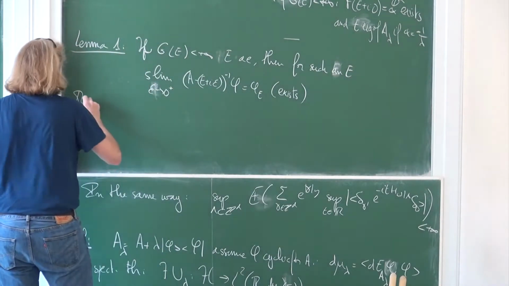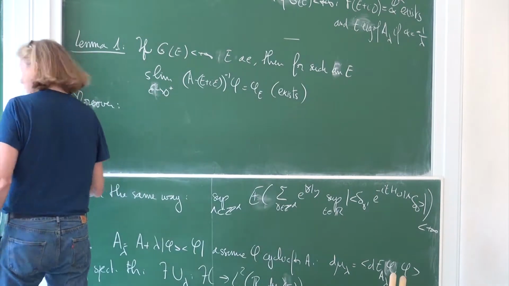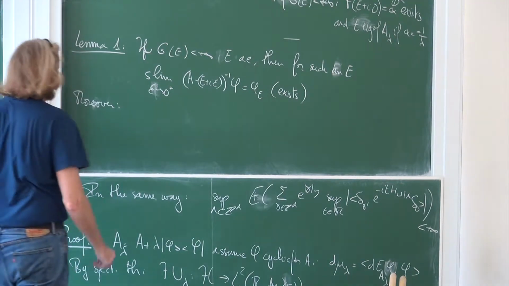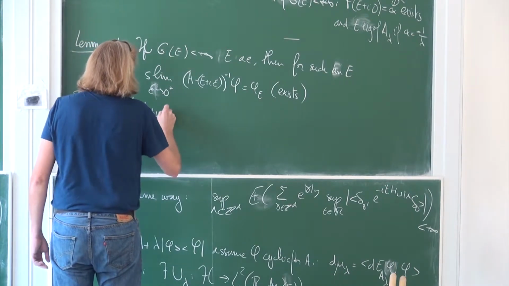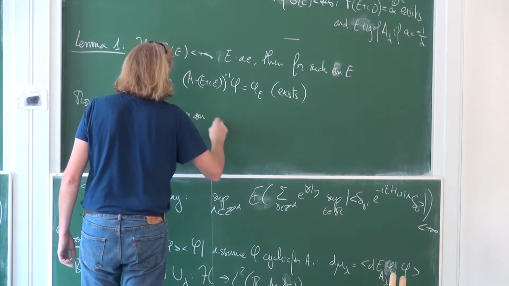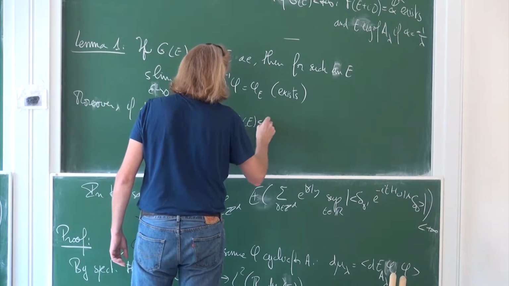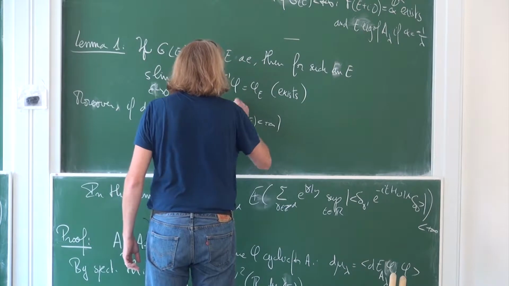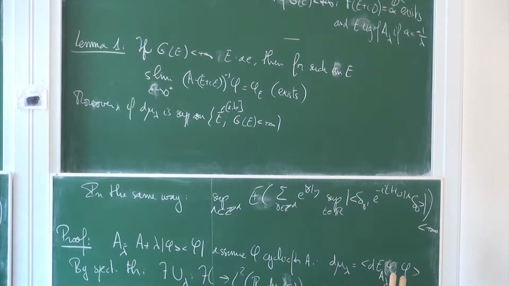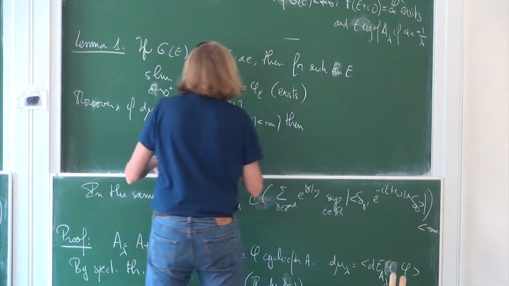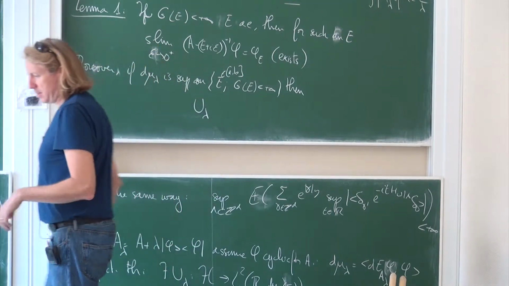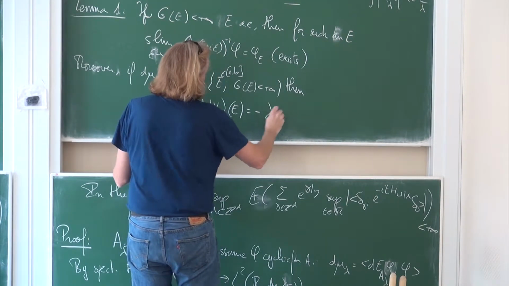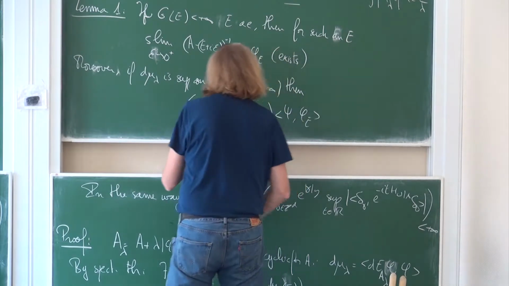Moreover, if d mu lambda is supported on the set of E such that G of E is finite, let's say in some interval AB, G is finite, then one has that U lambda of psi at E is nothing but minus lambda psi scalar phi of E. Right?